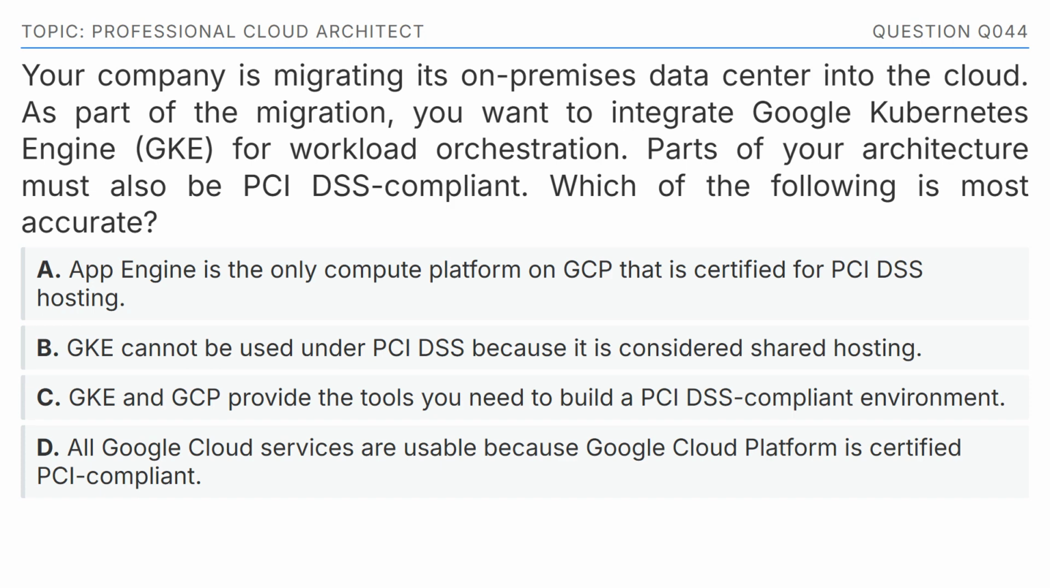The options are: Option A, App Engine is the only compute platform on GCP that is certified for PCI DSS hosting. Option B, GKE cannot be used under PCI DSS because it is considered shared hosting. Option C, GKE and GCP provide the tools you need to build a PCI DSS compliant environment. Option D, all Google Cloud services are usable because Google Cloud Platform is certified PCI compliant.